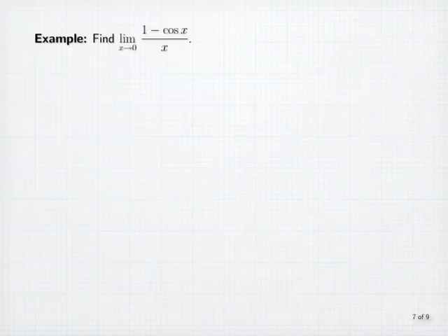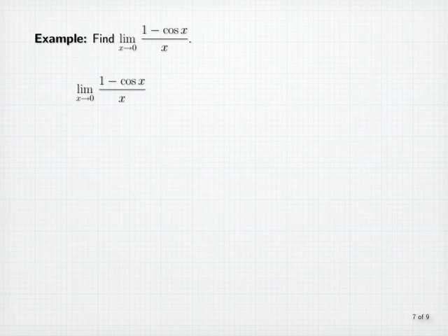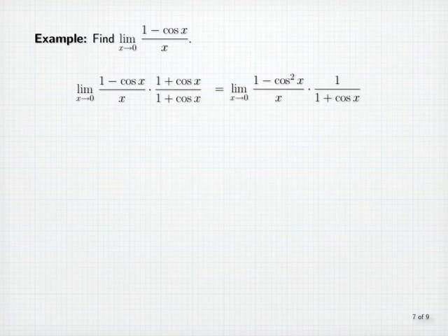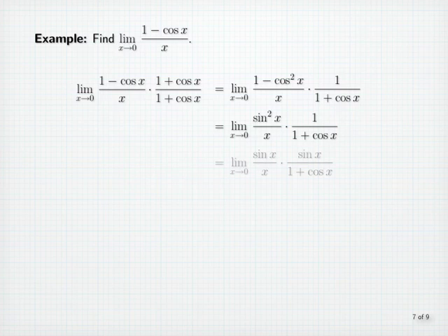Example. Find the limit as x approaches 0 of (1 minus cosine x) divided by x. Notice first that the numerator and denominator of this fraction both approach 0 as x goes to 0. First thing we'll do here is multiply the numerator and denominator by 1 plus cosine x. Now we'll multiply the numerators together to obtain 1 minus cosine squared x, which is the same as sine squared x. Now we'll separate the sine x factors and write our expression as sine x over x times sine x over 1 plus cosine x.